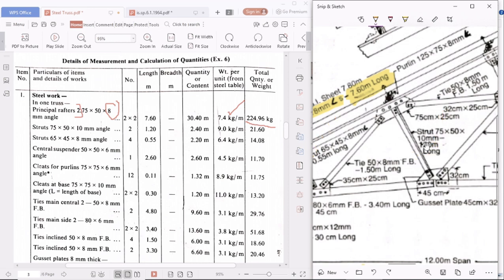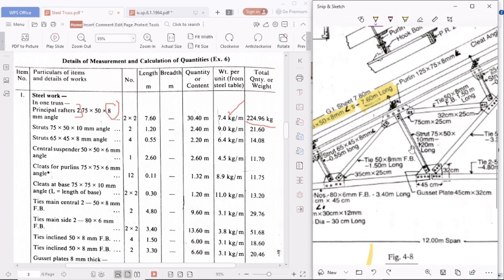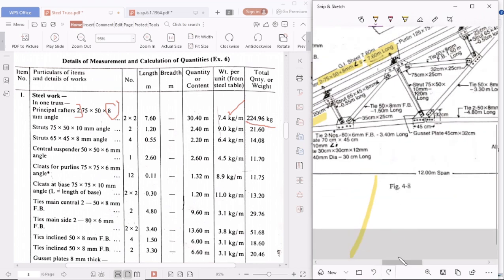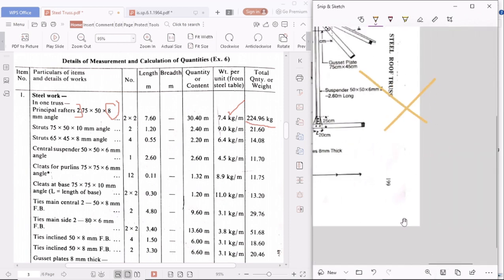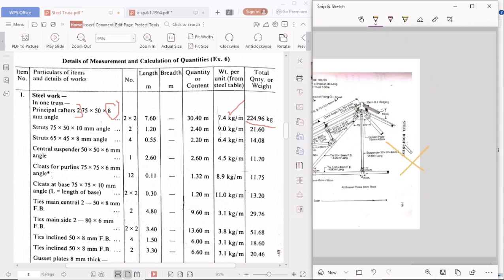Struct 75 into 50 into 10 mm. I'll be taking 75 into 50 into 10 mm. It is here, it is one, but another section we want another one. So here it is showing one. Another part of the section is this side one, this side one will be there. That part of the section we are just assuming.